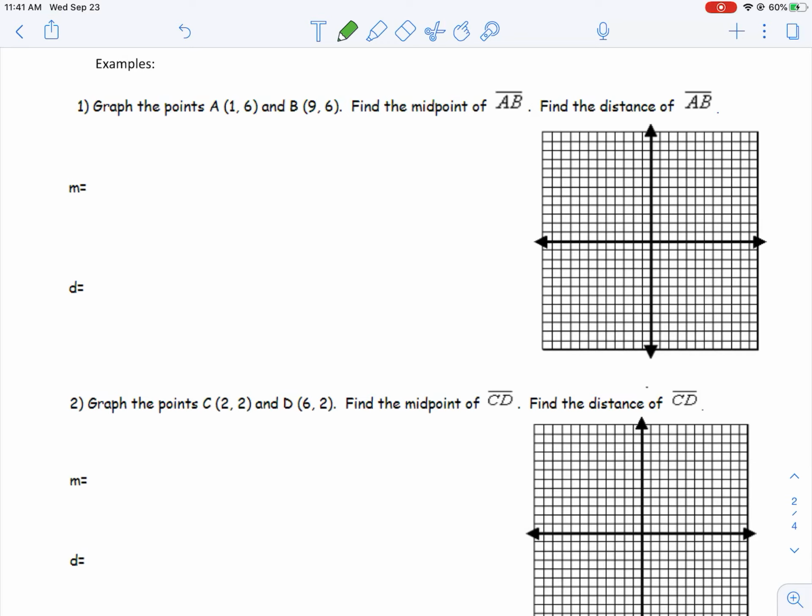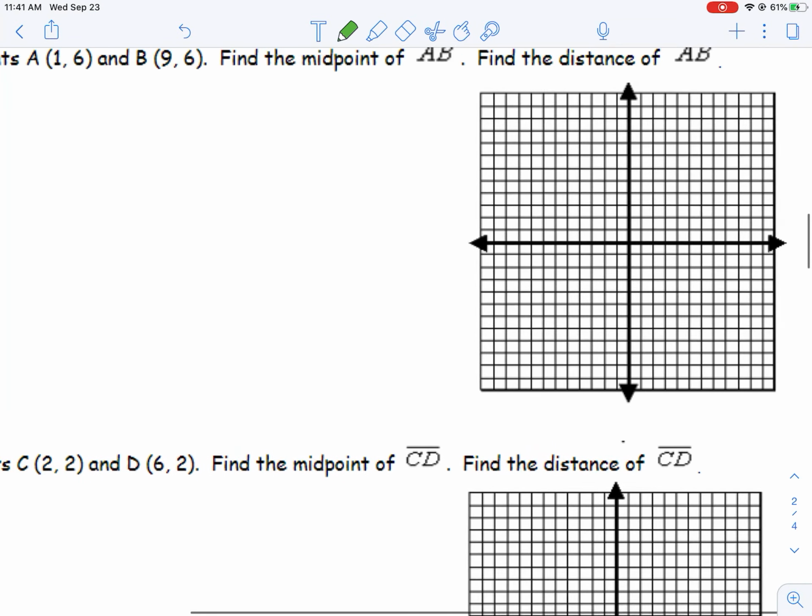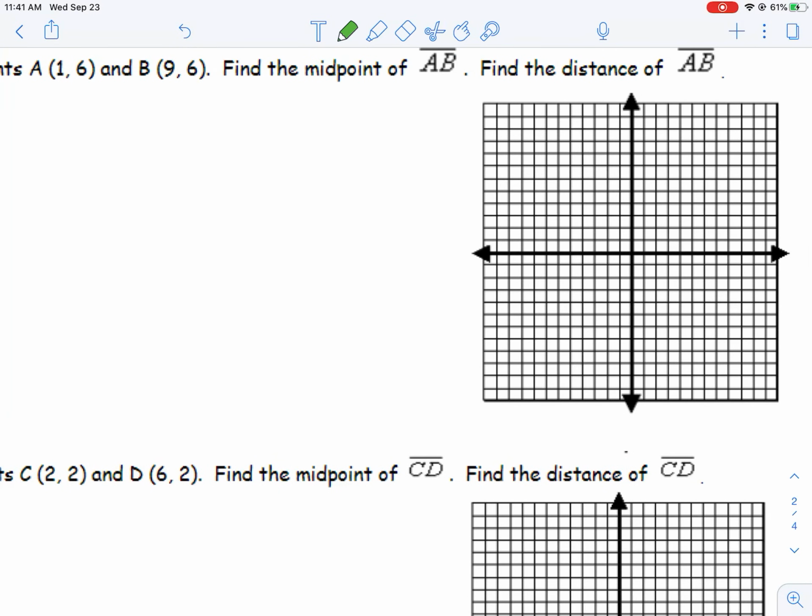So graph the points 1, 6 and 9, 6. So let's do that first. Boy, it's kind of a small graph here. All right. 1, 6. All right, and 9, 6.